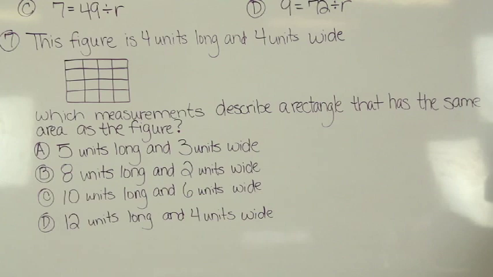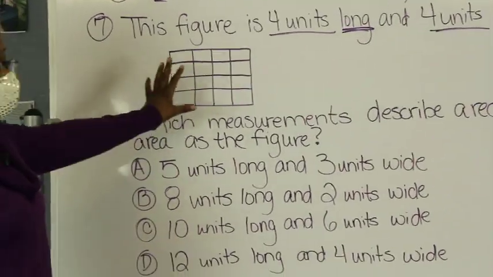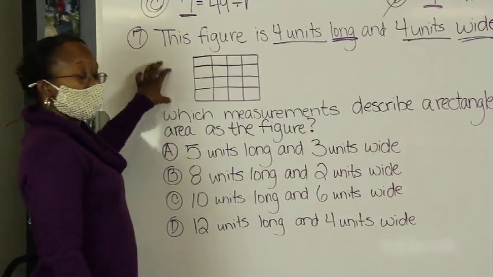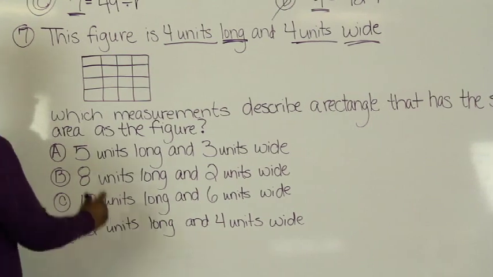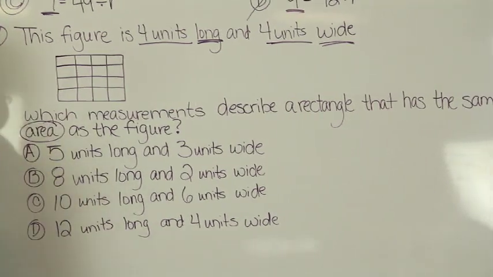Now, you've already read it, so we're going to read it together and make sure we understand what it says. We're going to circle or underline any key words or anything that's going to help us answer or remember anything in the problem. This figure is 4 units long and 4 units wide, and it shows it here. So we understand that. And then it says, using this diagram, which measures describe a rectangle that has the same area as the figure? I'm going to circle area.